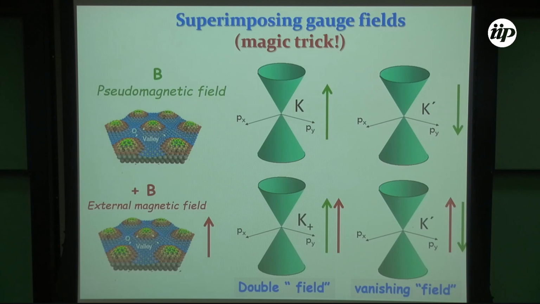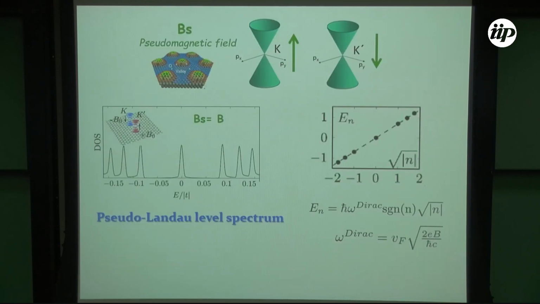Mathematically, there is no reason why we can't play with the gauge in this way. So this is what you get if you have this pseudomagnetic field. If you compute the density of states, you get your zero energy Landau level, and then the higher energy Landau levels are spaced following the Dirac physics. So you can check about that.